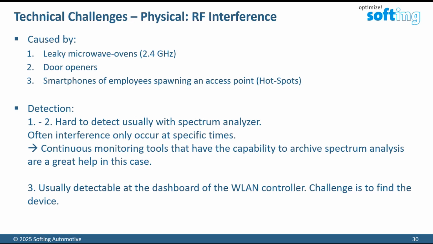There are also continuous monitoring tools on the market that could be installed, typically in bigger installations, and they have the capability to archive spectrum analysis, which is a great help in this case. Then you can scroll back in time and see whether there is some interference visible in the spectrum analysis. In the US, there's one company which does great work there. That's 7signal.